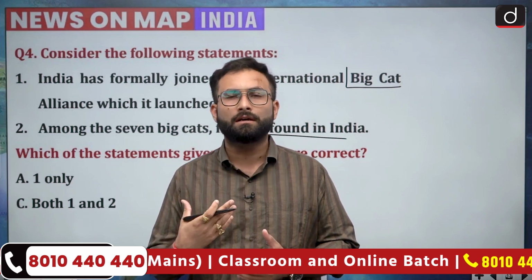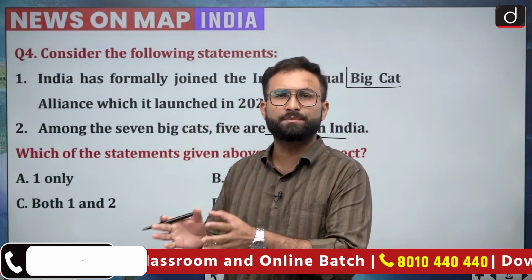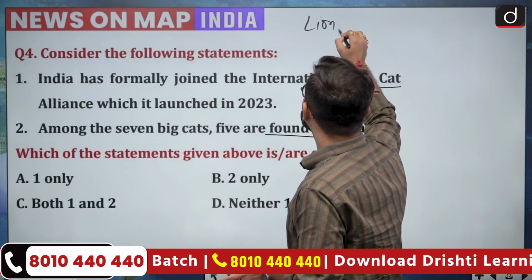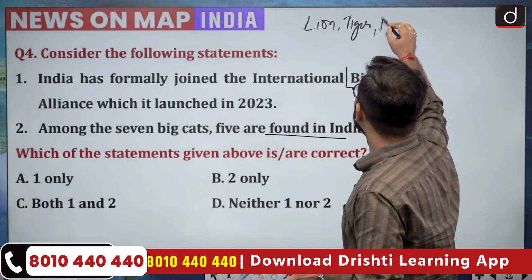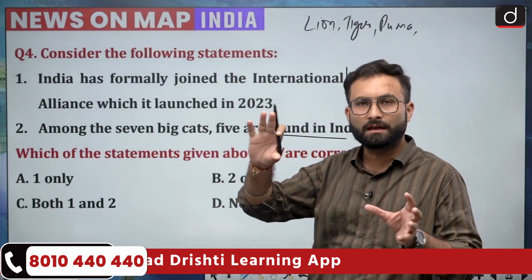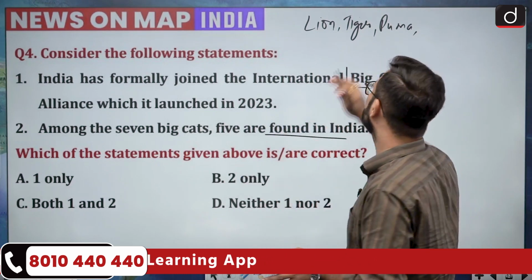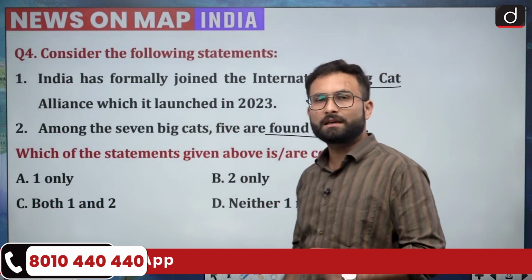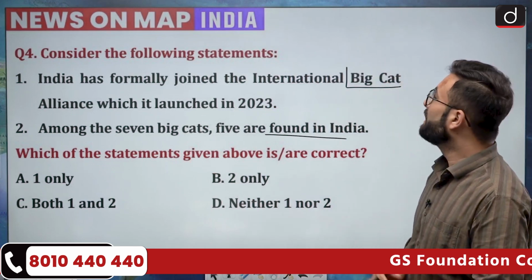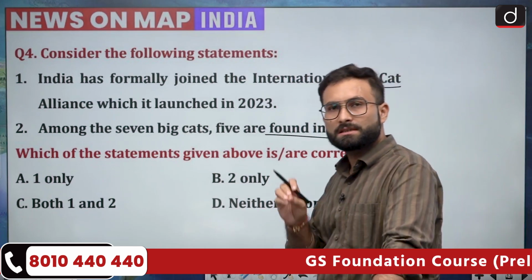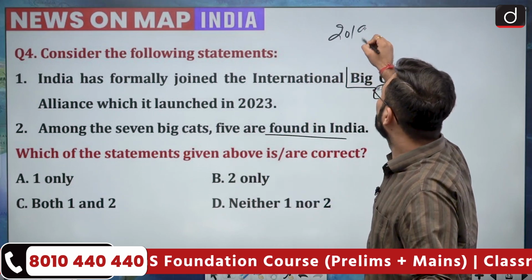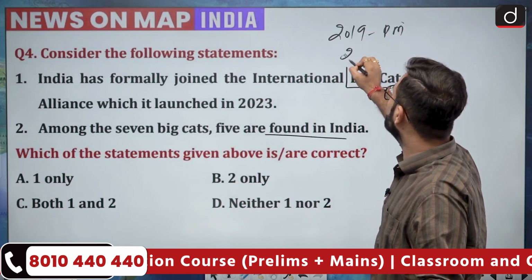Big cats are basically all the subspecies and species, you must have heard of the lion, tiger, puma, jaguars, snow leopard, leopard. All these species and subspecies are big cats. So for their conservation, we have come up with this initiative, the International Big Cat Alliance. This was propagated by our own Prime Minister in 2019, and it was formally started in 2023.